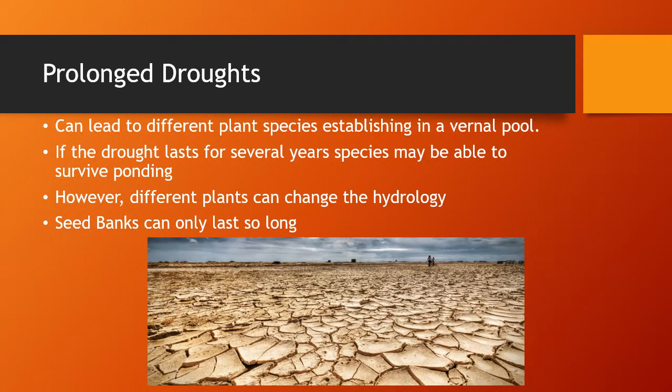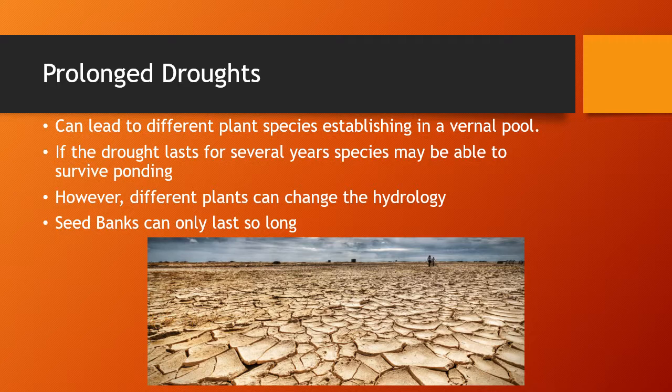So let's kick things off and go into prolonged droughts. Prolonged droughts can lead to different plant species establishing in a vernal pool that require less water to survive. If the drought lasts for several years, the new recruiting species in that vernal pool area could be able to survive ponding. Depending on what the vegetation is, they could significantly alter the period of ponding of the vernal pool, and thus ultimately change the hydrology of that vernal pool.